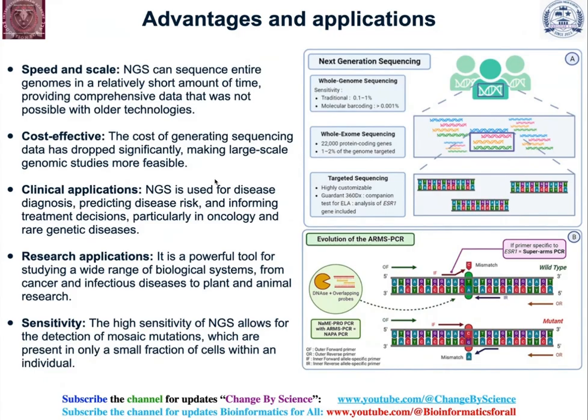Targeted sequencing, highly customizable, Guardant 360 CDx, companion test, analysis of ESR1 gene included. And this same thing can be done, for example, for BRCA1 and 2 mutations, that is targeted sequencing. Evolution of the ARMS-PCR is also here, and you can go for comparative experimental work also.